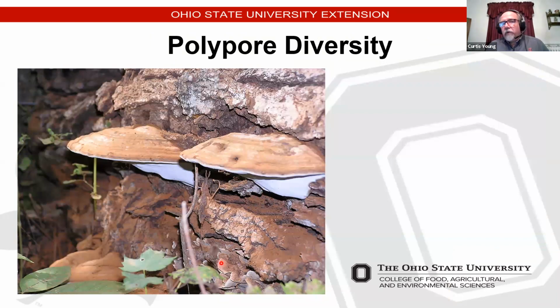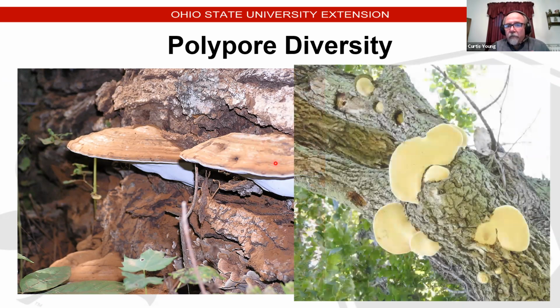Other polypore diversity, and you've already seen the artist conch. This is another Ganoderma, Ganoderma applanatum, and it is a very common polypore that grows on a multitude of different hardwood trees. And so it's not very species specific. It's easy to find. It's a perennial, so it has literally rings like the trunk of a tree on the interior of those plates, and it will keep on adding to it until eventually it dies.